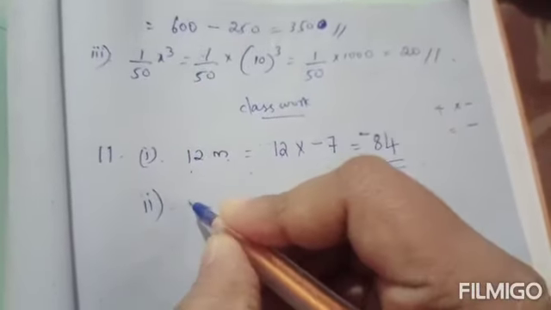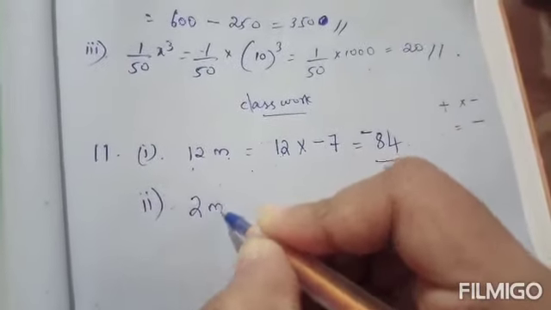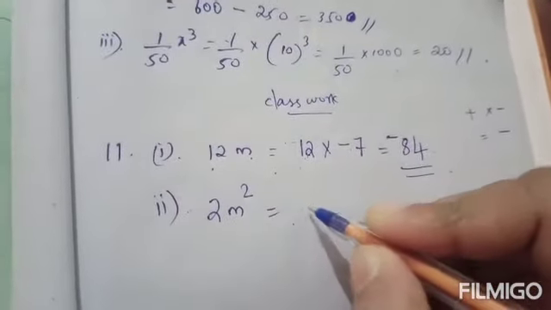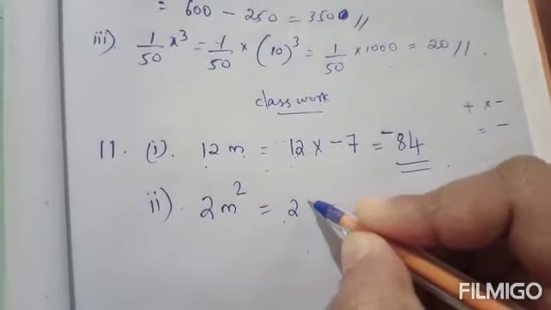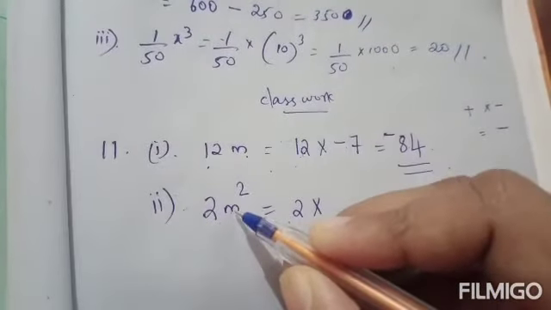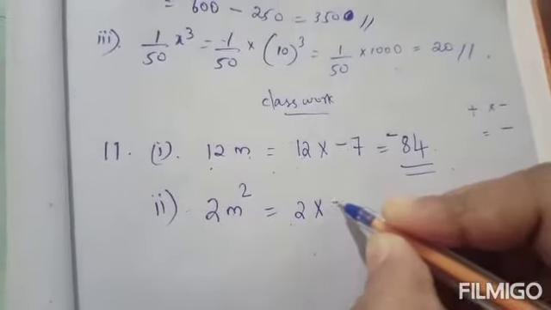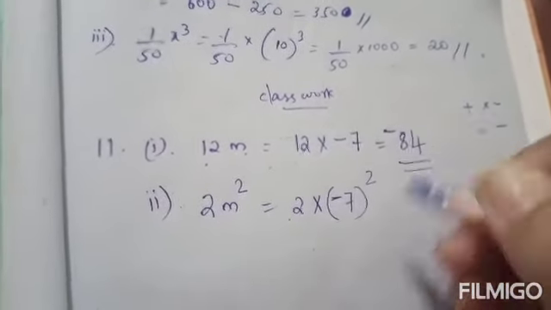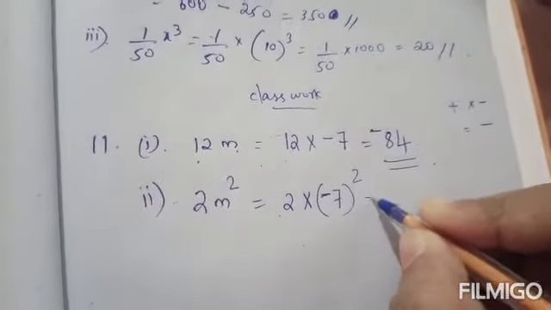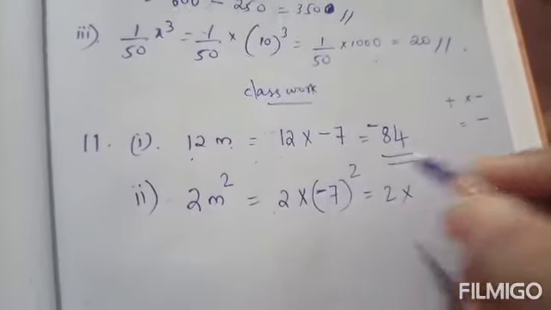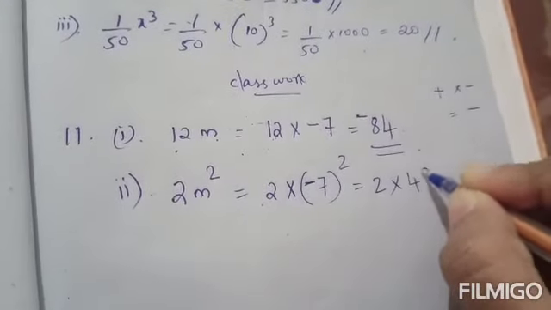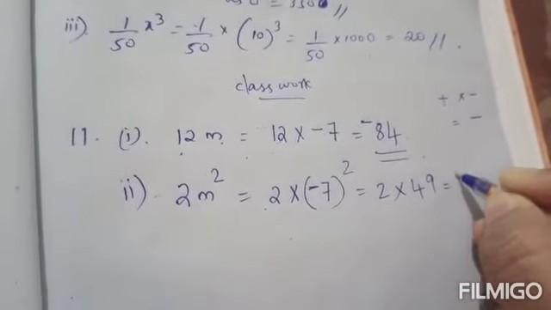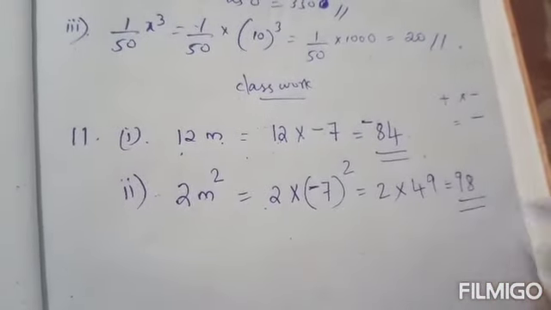Now second one, it is 2m square. So 2 into m square. So 2 into m value, which is minus 7. So minus 7 is raised to the power 2. Now 2 into minus 7 whole square, it is 49. So the answer will be 49 into 2, 98.